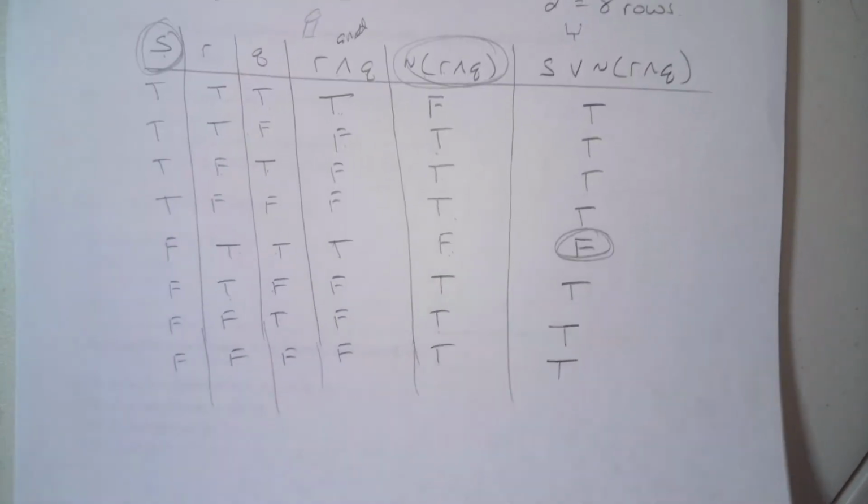Alright, so what's the question asking? We're looking at the last column. It's got to be B, because this has too many F's. So it's got to be B.